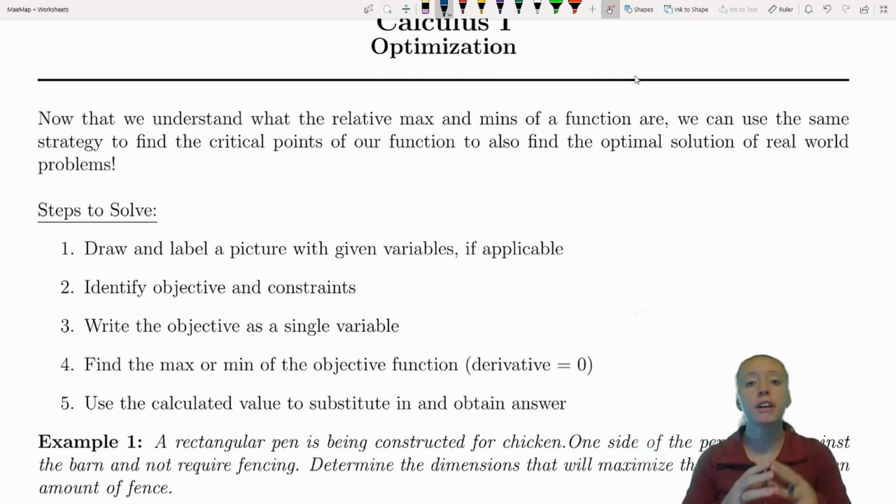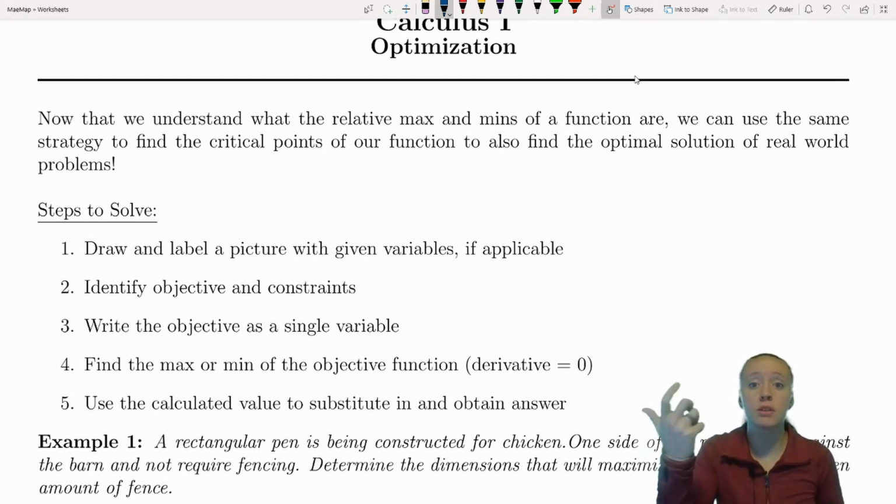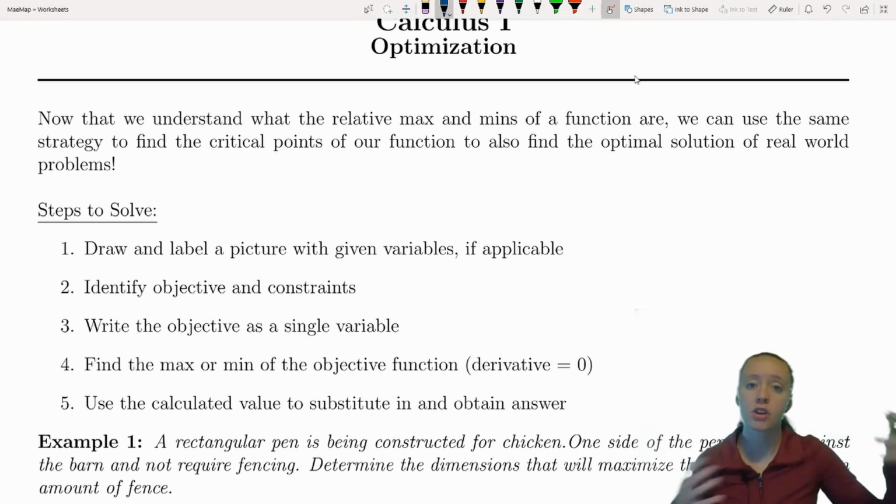So after we write the objective function in terms of that single variable, we'll move on to step 4 where we're going to find the minimum or maximum of that newly adjusted objective function. And then finally in step 5, we're going to use that calculated value and substitute it in to find the information we want. Sometimes we'll want to know the maximum volume, whereas sometimes we want to know those actual dimensions once the volume is maximized. So we just want to make sure we use that calculated value appropriately to find the correct solution. So let's dive into example 1, giving this a little bit of practice.